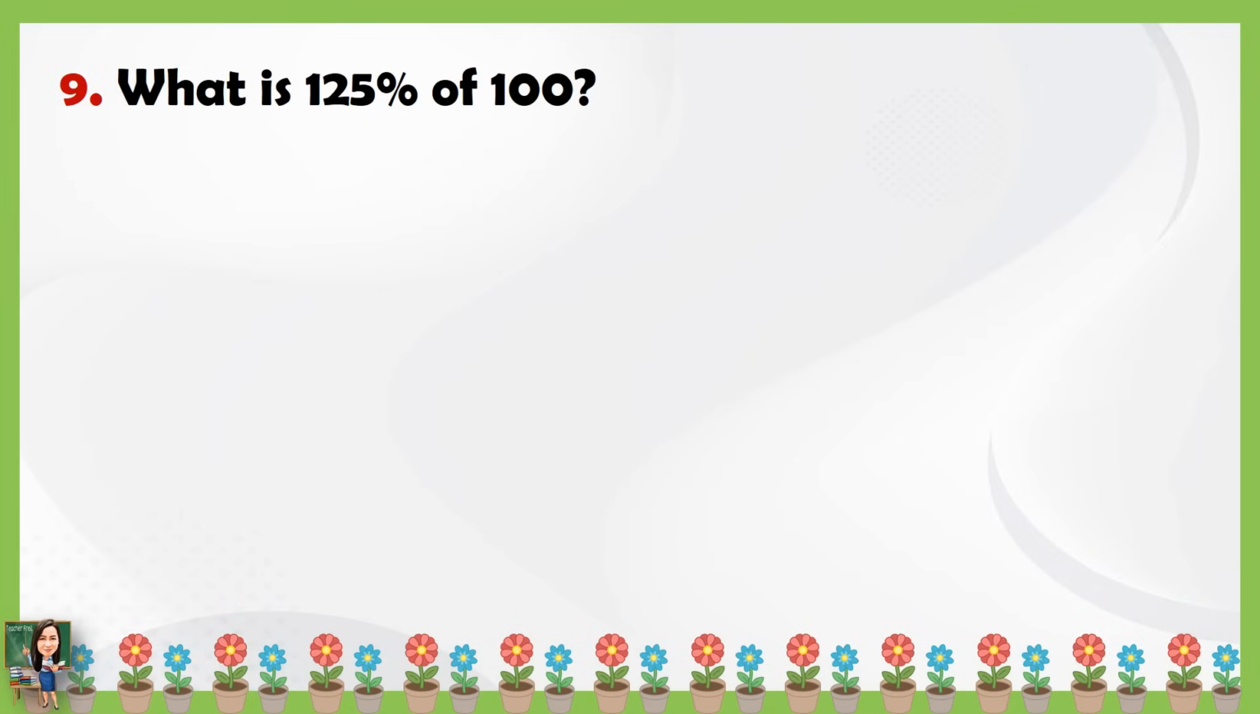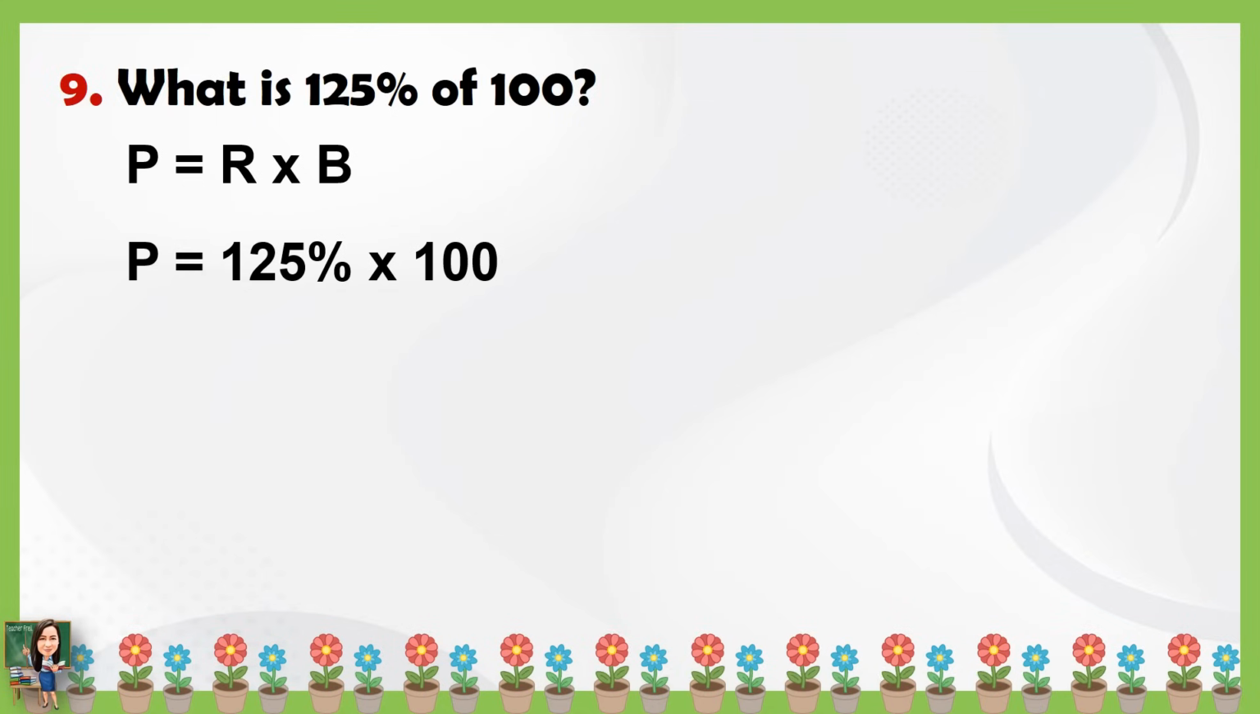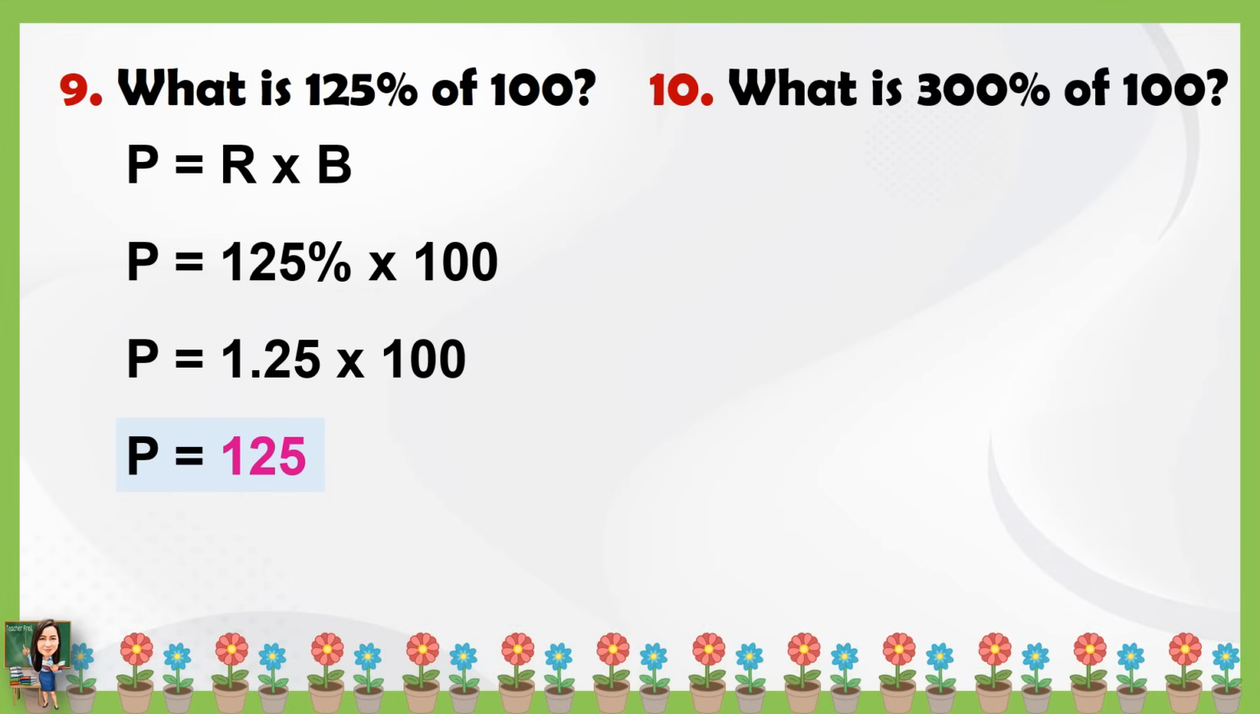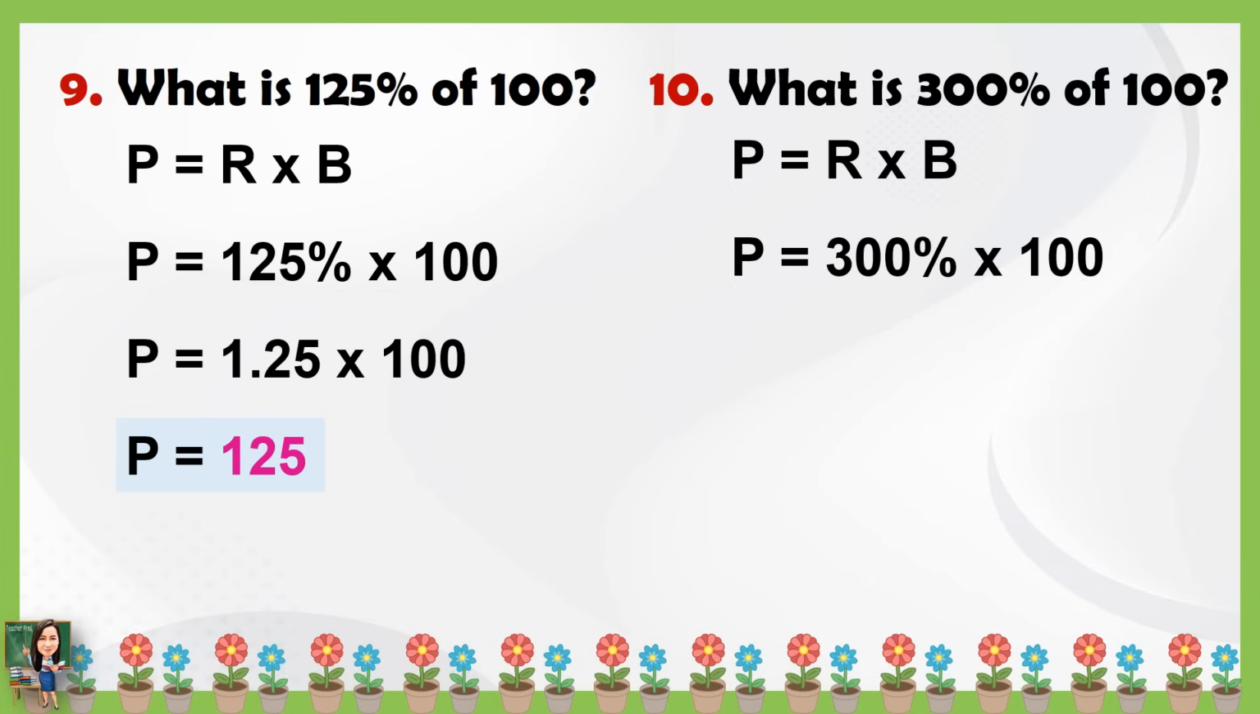Number 9. What is 125% of 100? Use this formula. Percentage equals 125% times 100. In decimal, 1 and 25 hundredths times 100 equals 125. The percentage is 125. And for number 10, what is 300% of 100? Use this formula. Percentage equals 300% times 100. In decimal, 3 times 100 equals 300. The percentage is 300.